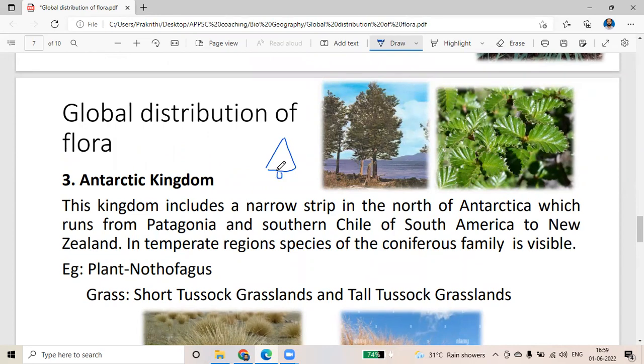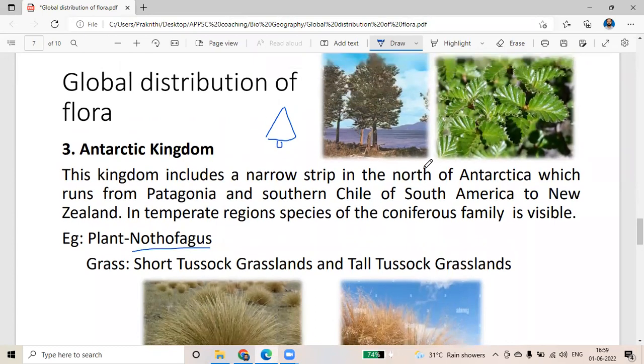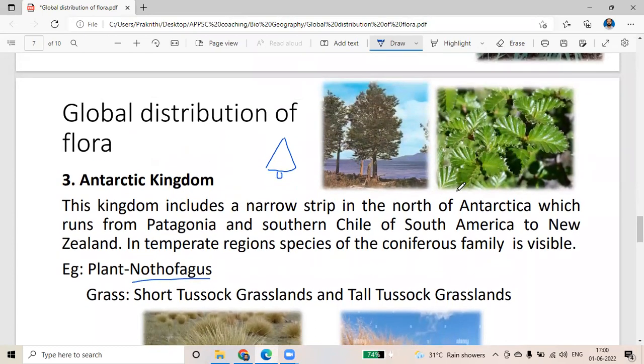And the major plant is Nothofagus. This is the plant, it is a bit difficult to remember, but if it is asked, we want to remember some of the names of these plants. So Nothofagus. Then these are plants actually.